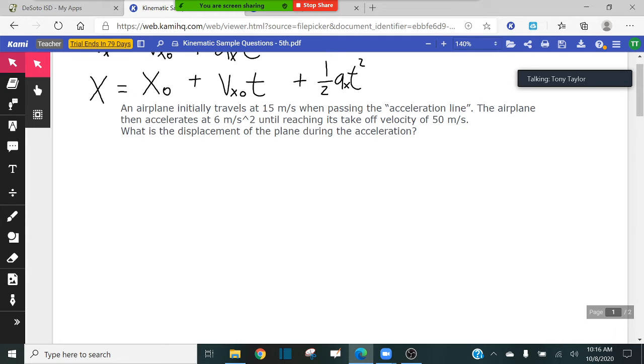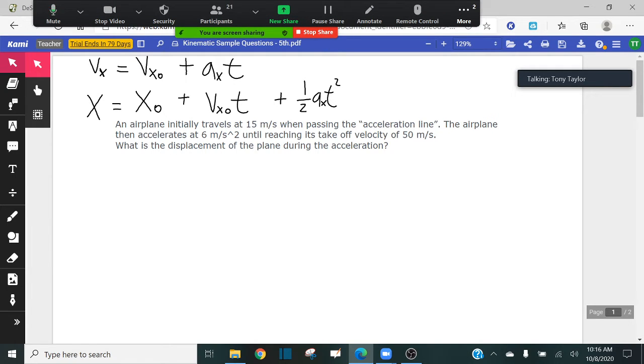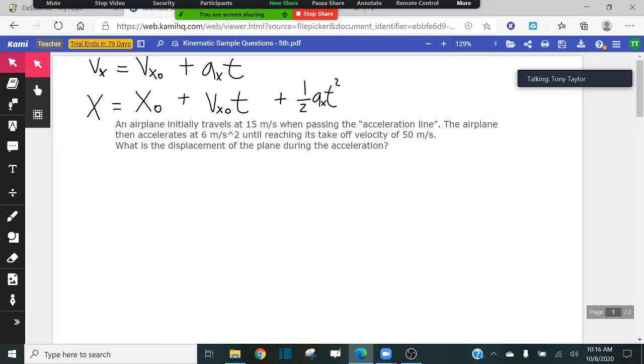So look at this first problem right here. It says, an airplane initially traveling at 15 meters per second. An airplane initially travels at 15 meters per second when passing the acceleration line. The airplane then accelerates at 6 meters per second squared until it reaches its takeoff velocity of 50 meters per second. What is the displacement of the airplane during its acceleration? Okay, so guys, when we're finding the displacement of the airplane, in other words, we're finding what is its final position after it has accelerated for this particular time period. In other words, we're finding out how far the airplane has traveled.